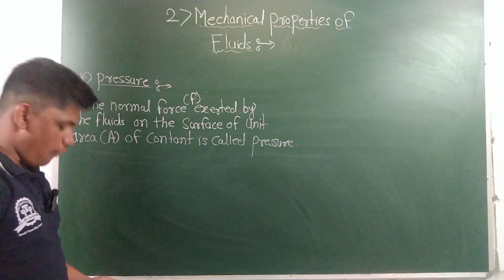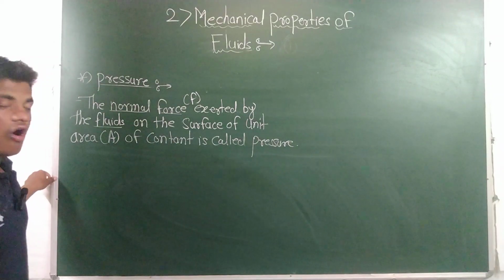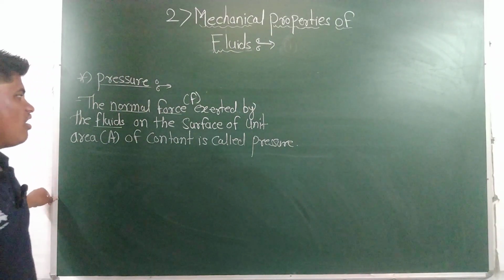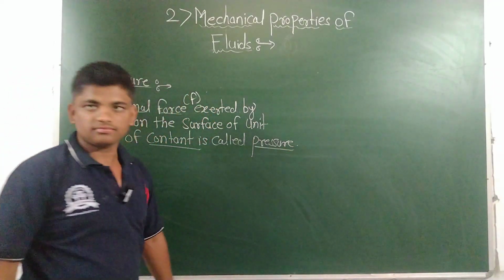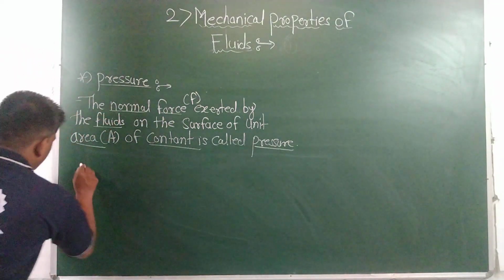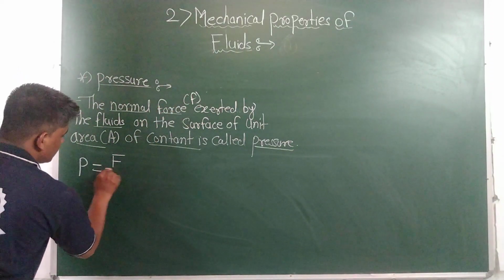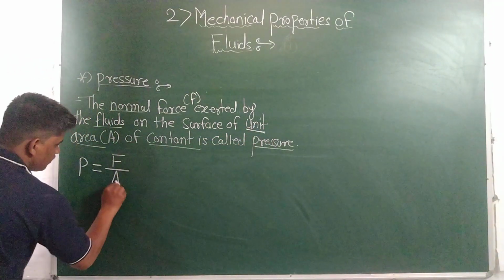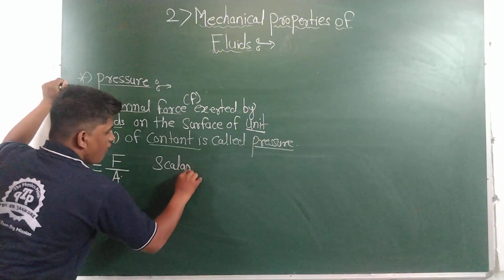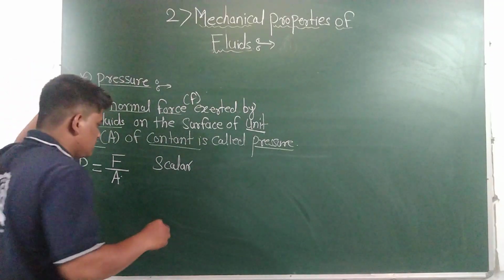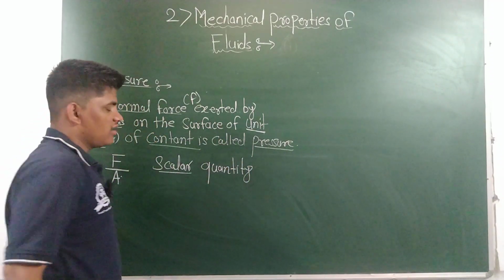The pressure is the normal force exerted by fluids on the unit surface area in contact. Pressure is denoted by the letter P. Pressure P is equal to the force exerted on the unit area A, that is P = F/A. And pressure is a scalar quantity, it does not have any direction.